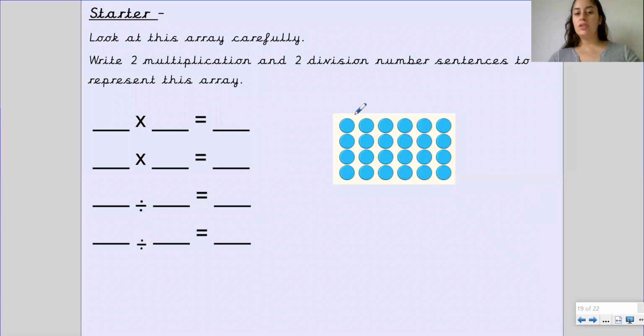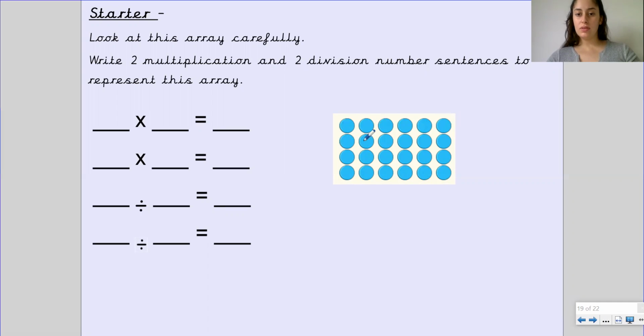Okay, what did you notice about how many rows there were? Remember, when you're shown an array, your number sentences have to represent the number of rows and the number of columns. There are many other number sentences that we could write to represent the total number of counters shown, but with an array, we want multiplication and division number sentences that just represent what we can see. So, how many rows do we have?